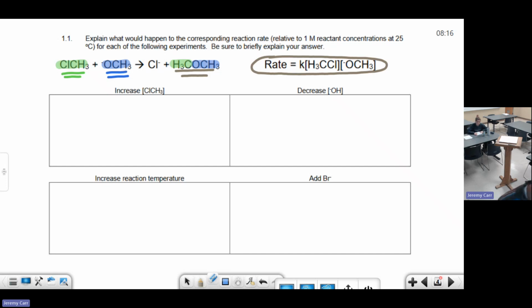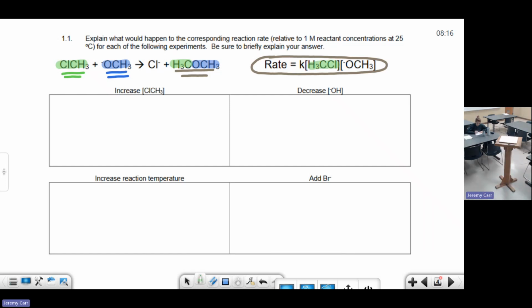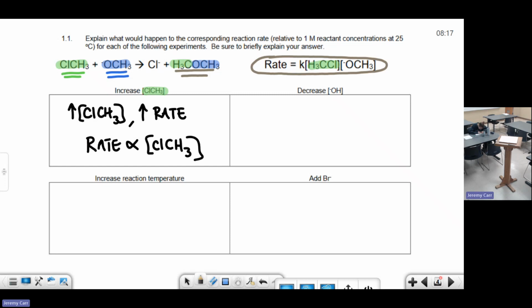So what does that mean? Well, let's look at our rate law for a second. We are going to increase the concentration of methyl chloride, right? So what's going to happen to the rate? Well, what have we learned for a second order process? As I increase the concentration of methyl chloride, according to the rate law, as this number gets bigger, what happens to my rate? It should also increase. So as we increase the concentration of ClCH3, we should see an increase in the reaction rate. Why? Because according to the rate law, the rate is proportional to the concentration of ClCH3. So we increase one, we increase the other one.